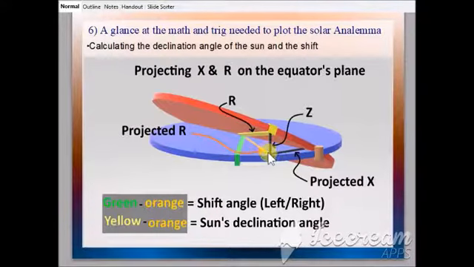And the z of course is vertical, so this angle here between the orange and the z is 90 degrees. So we can get this angle between the r and the projected r, which is the declination or the elevation angle of the sun upon the equatorial plane, aka the declination angle of the sun. So through this diagram we have the declination angle of the sun and the shift of the sun direction relative to that longitude line. And that's all.